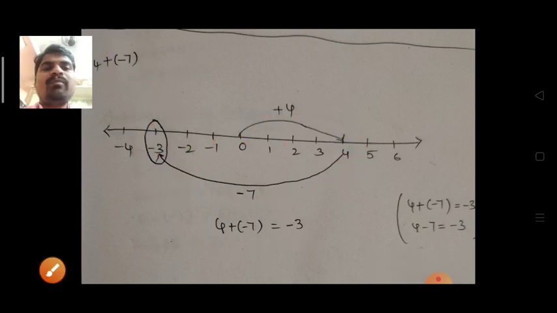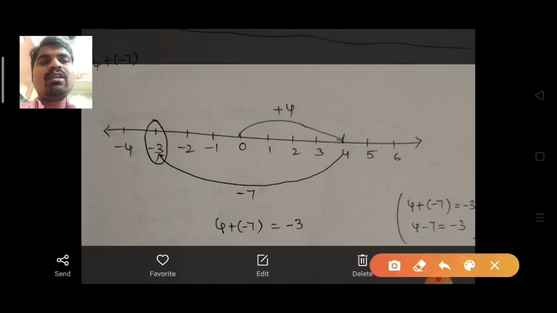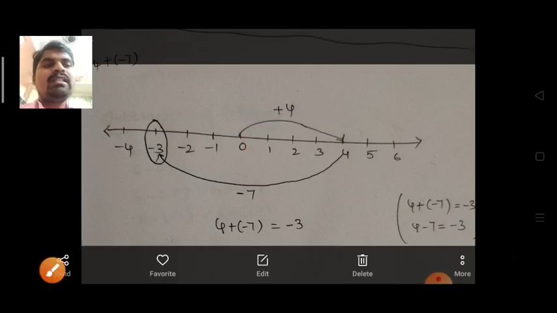This is the process of representing integers on the number line. If you want to add positive you have to move right side, if you want to add negative you have to move left side, but the first step starts from 0. First step you should start from 0 only, like this. So this is the process.